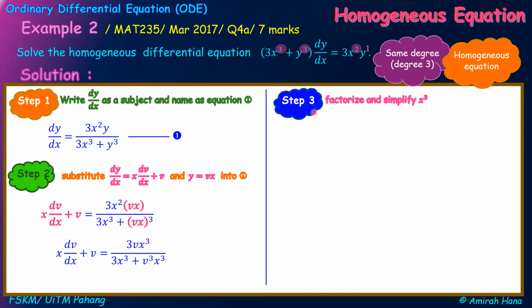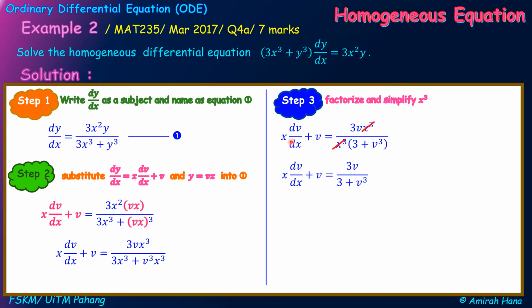Step 3, we can factorize and simplify x cubed. Notice that if we have degree 3, it means that we can simplify x cubed. If we have degree 2, we can simplify x squared. So from here we have terms containing x cubed, so we can factorize. From the left hand side we have x dv over dx plus v, and then 3vx cubed, and from the denominator all terms contain x cubed, so we factorize x cubed, giving x cubed times (3 plus v cubed). After that we simplify x cubed from the numerator and the denominator.